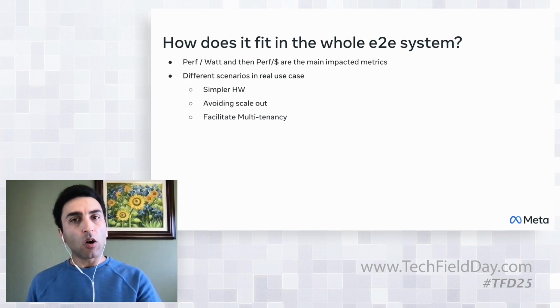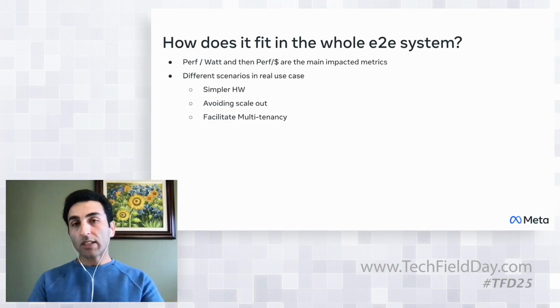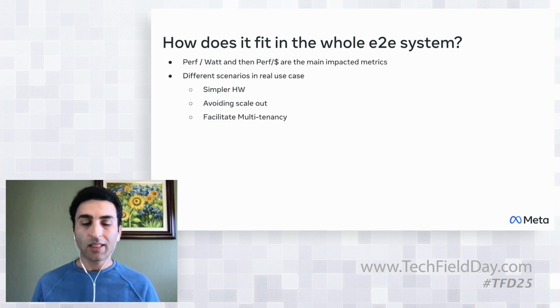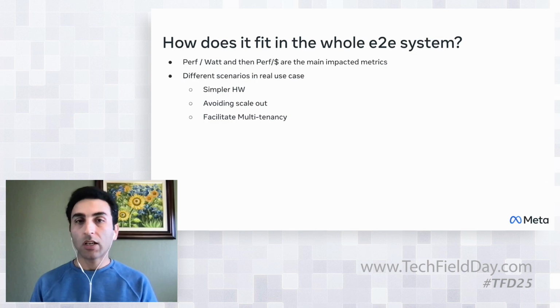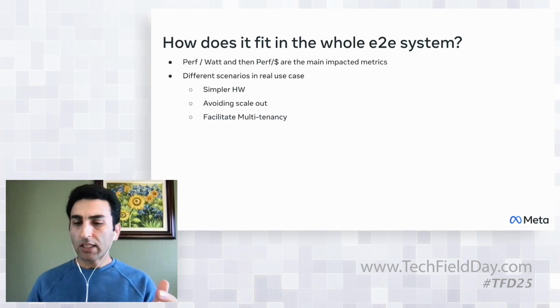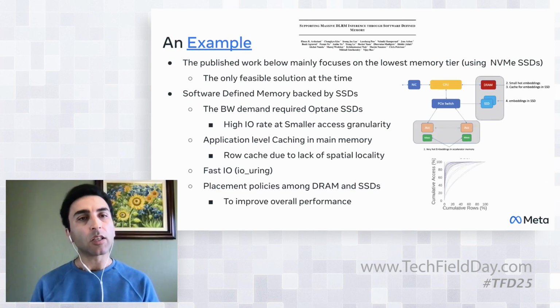All right, how does all of this fit in the whole end-to-end system? The primary way that we track the impact here is essentially perf per watt, meaning that we want to provide the workloads with what they require to satisfy their needs and maintain the performance, but try to do that with as low power consumption as possible. That by extension could also lead to perf per dollar. These are the main metrics that we would follow for the end-to-end system. There are different ways that the gains on those metrics would be materialized, and in the next couple of slides, I will go through some of the examples that we have tried at Meta.